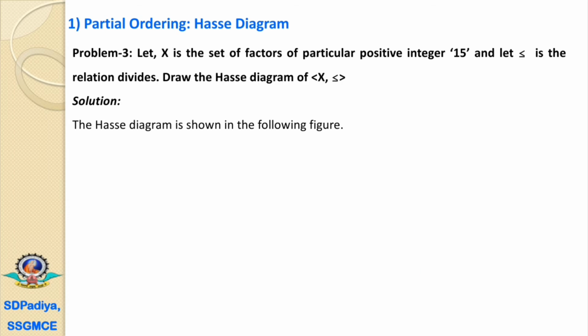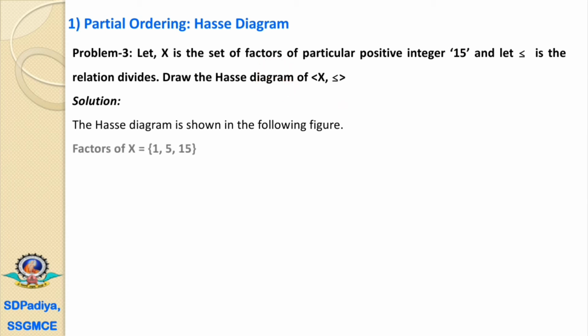For the third problem statement, let x be the set of factors of a particular positive integer 15, and let the partial order relation be the relation divides. Then draw the Hasse diagram for the partial ordered set x. Now it is given the positive integer 15 and we have to find its set of factors.